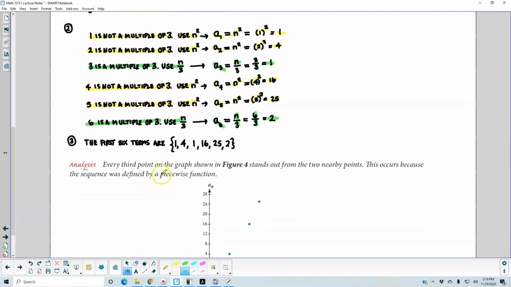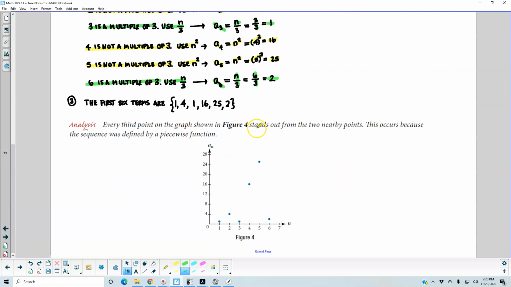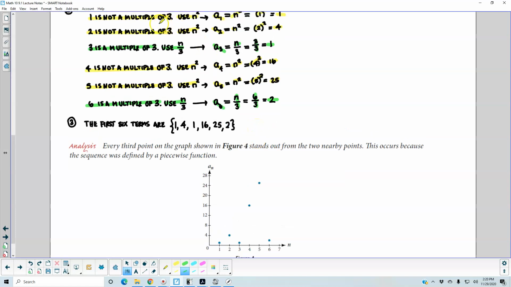Now every third point on the graph shown in figure 4 stands out from the 2 nearby points. This occurs because the sequence is defined by a piecewise function. So the first ordered pair was 1, 1, and there's our ordered pair (1, 1). The second ordered pair was (2, 4), so there's (2, 4). And then the third ordered pair was (3, 1), and there we have (3, 1). And then (4, 16) was the next ordered pair. (5, 25) was the next ordered pair. And then (6, 2) was the last ordered pair.